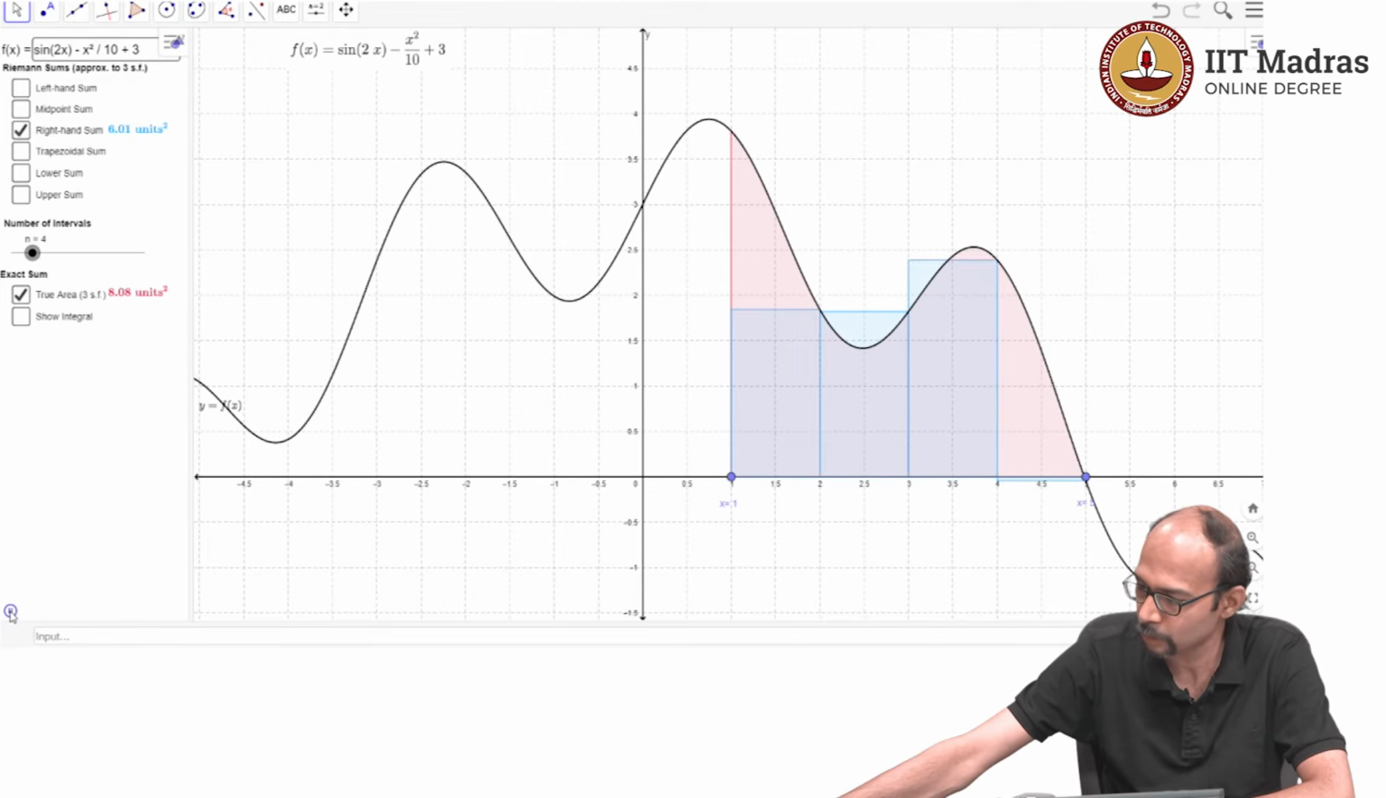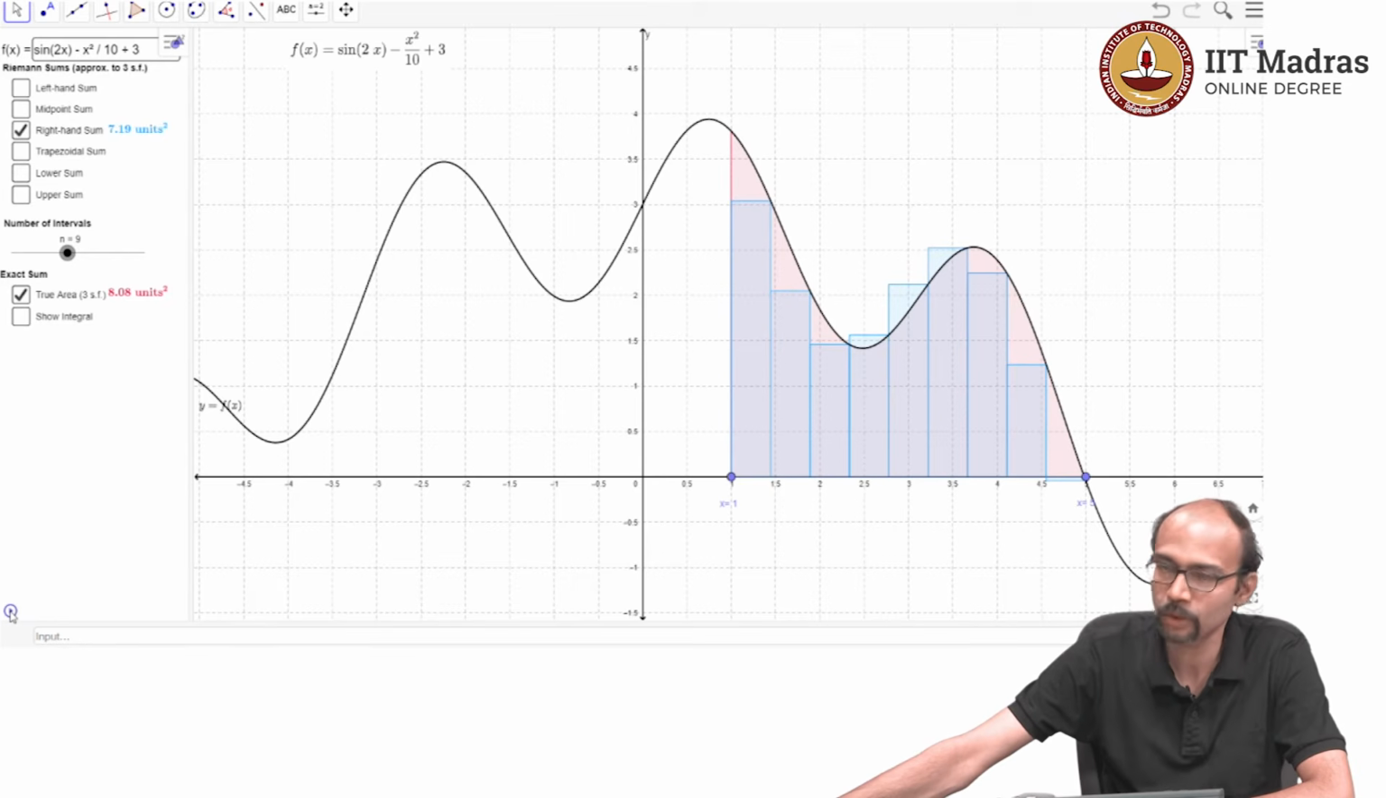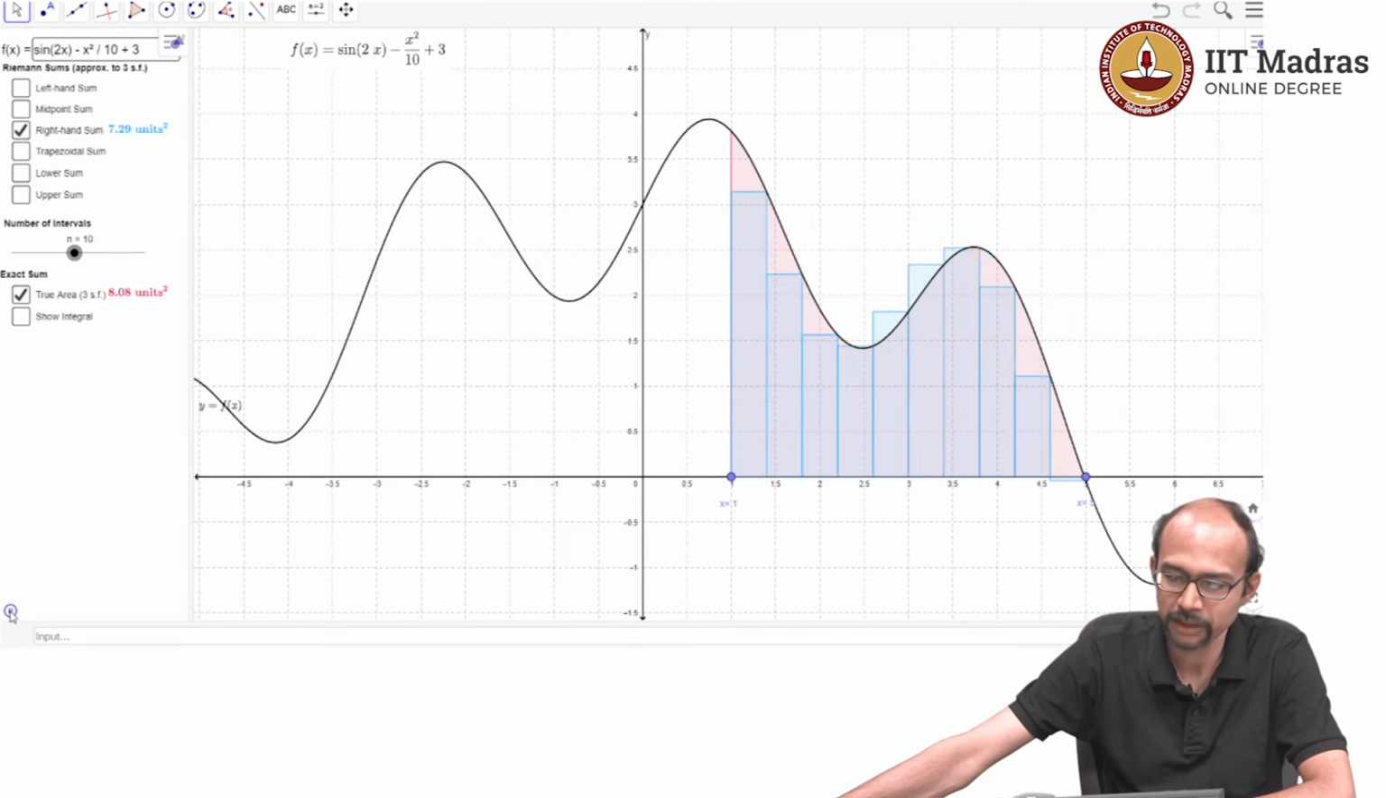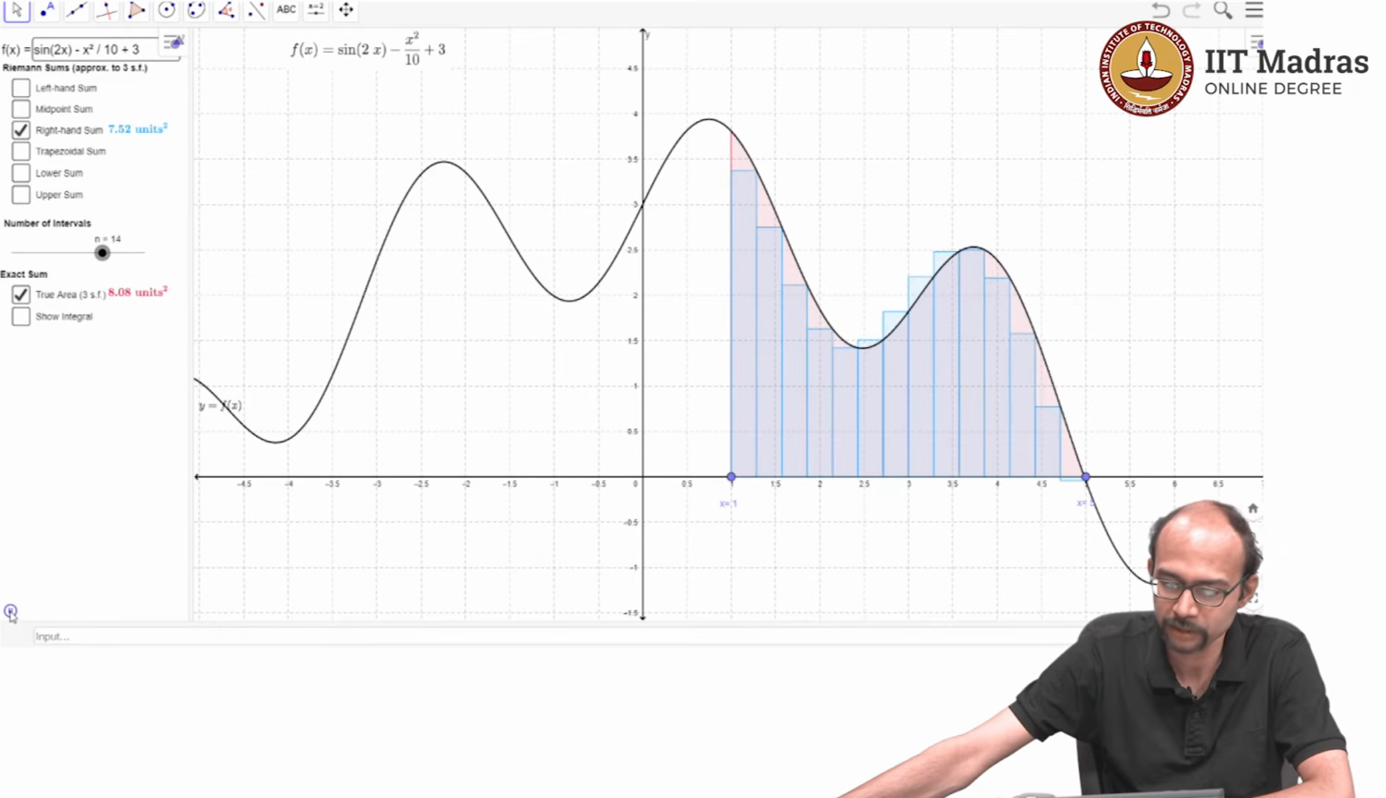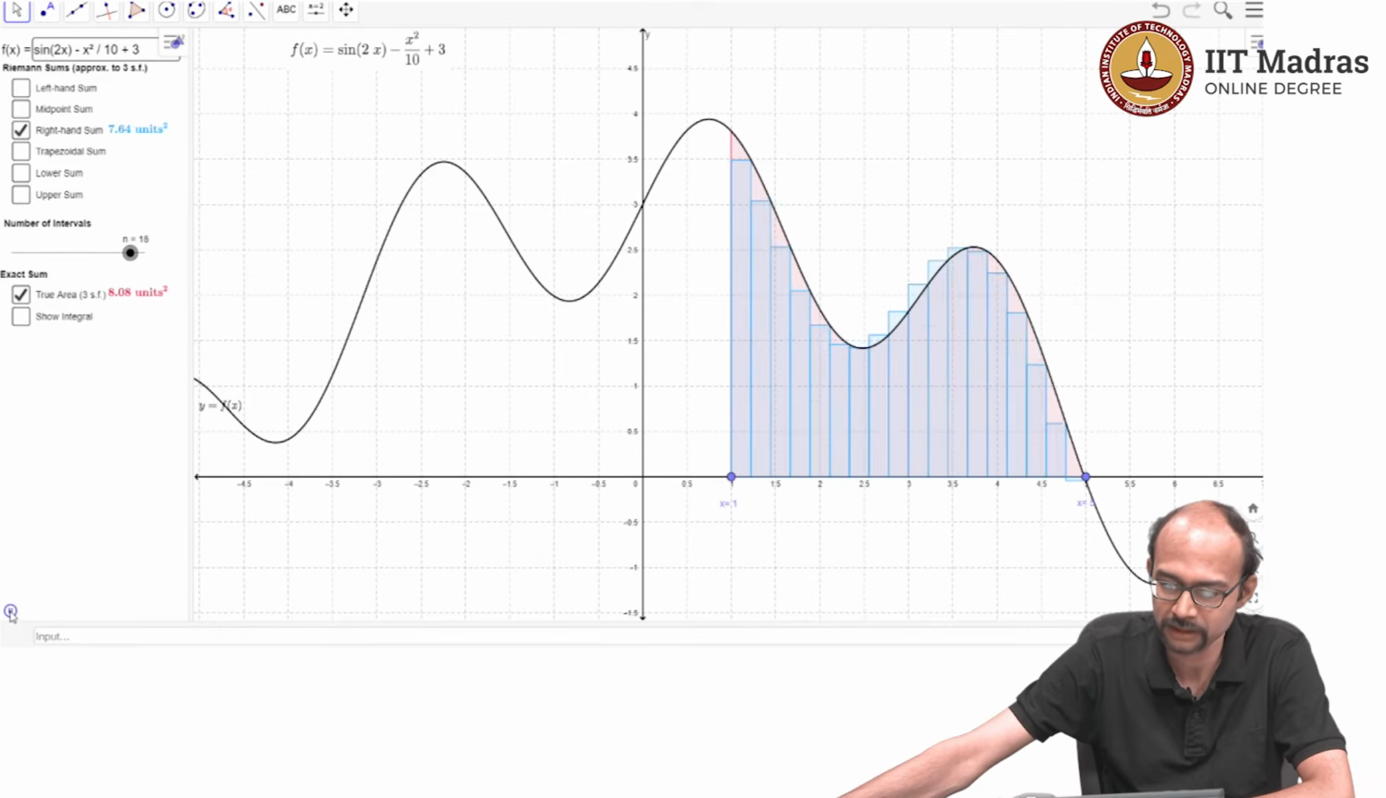very far from the actual value. But now as you do better, meaning you start using more and more rectangles, which is to say finer and finer intervals, you can see it starts becoming better and better. So it's 7.42, 7.47, 7.6, and slowly it's going to come closer and closer. If I had played this till say n is 500, you would have seen it's very close. Okay. So here xi star was chosen to be xi.